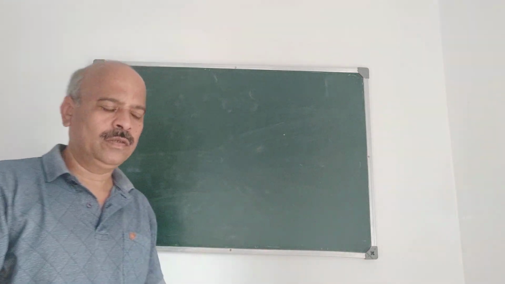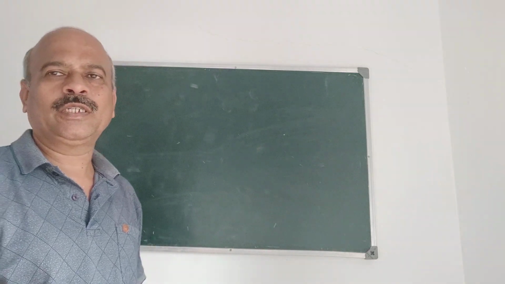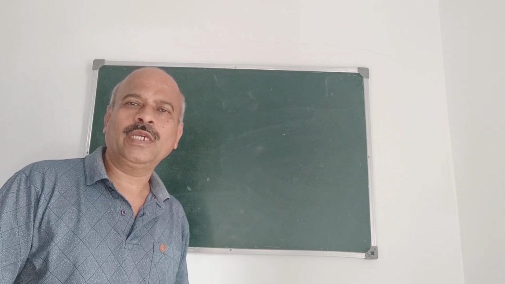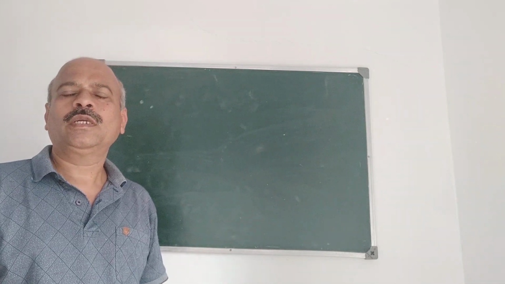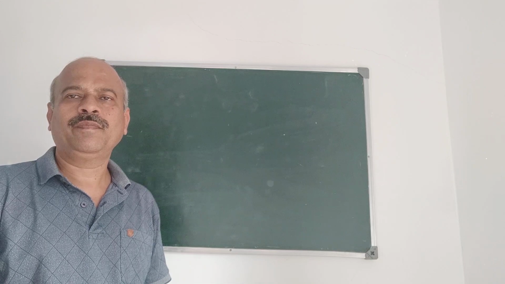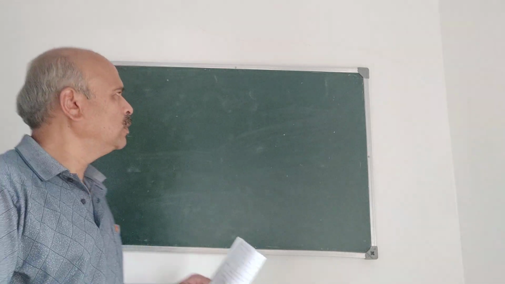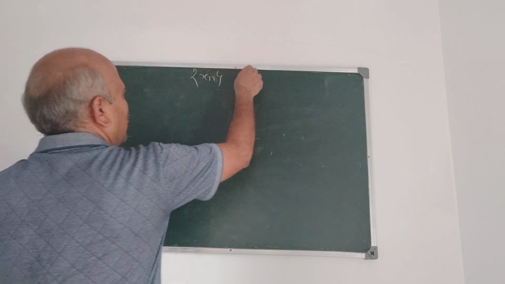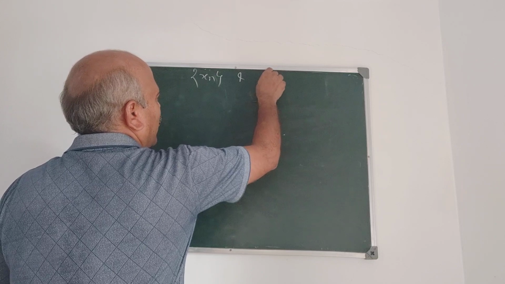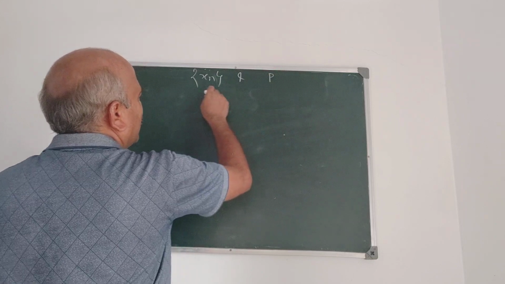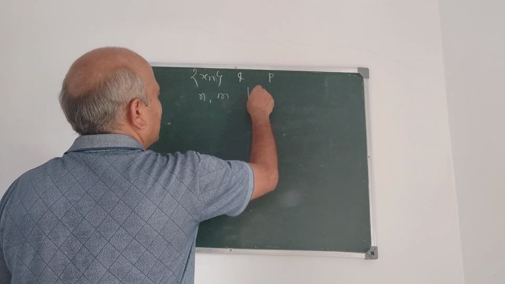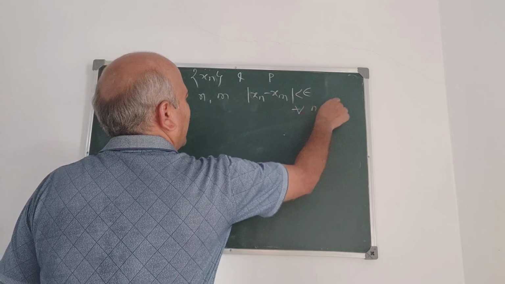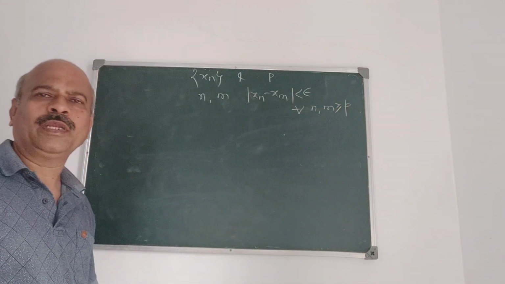Dear students, in the last video I explained convergence of a sequence, the definition of when a sequence is said to be convergent, and also one theorem: if a sequence converges, then it converges to a unique limit. And also this: if a sequence xn converges to a limit L, then for a natural number p there exists n and m so that mod xn minus xm is less than epsilon for all n, m greater than or equal to p.